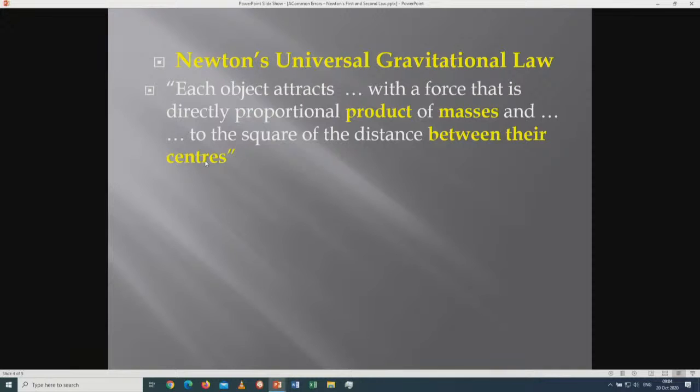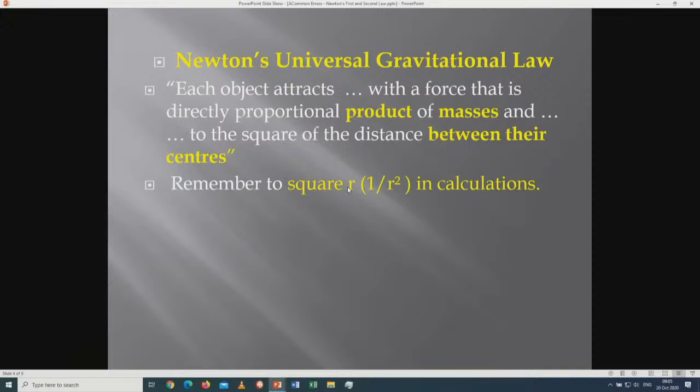between their centers. Important words, therefore, the product of the masses and inversely proportional to the distance between their centers. Very important to get 2 marks for that. Then remember, if you have calculations on Newton's universal gravitational law, remember to square that R value. It is inversely proportional to the distance between their centers, so it is 1 over R squared. Very important, in your calculation, remember to square the value of R.